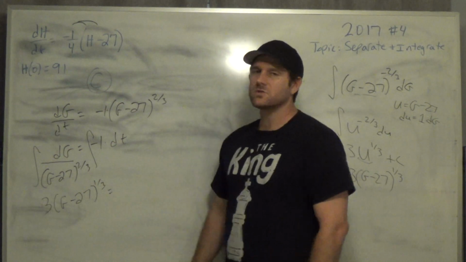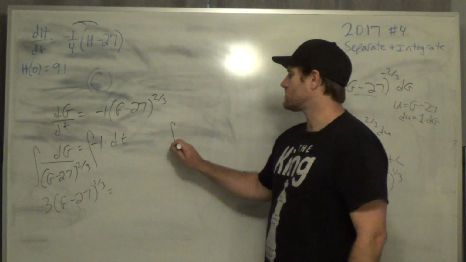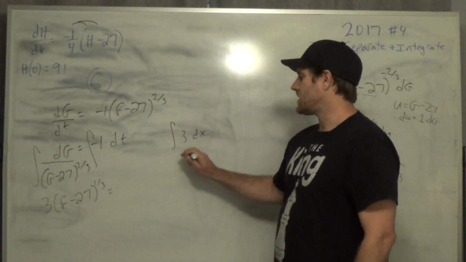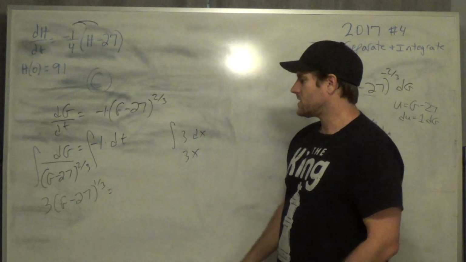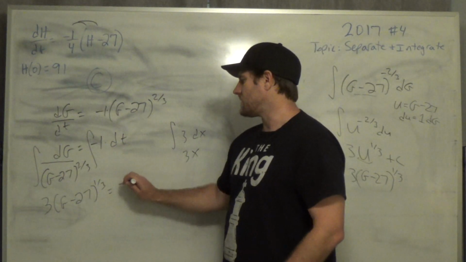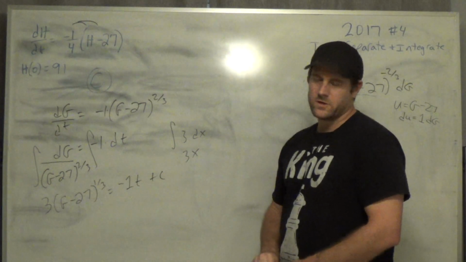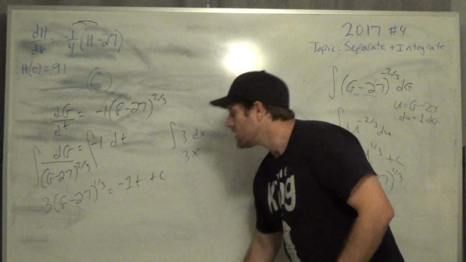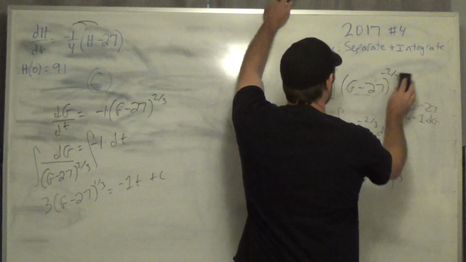And now let's go to the other side. The antiderivative of, well, if it was 3 dx, the antiderivative of 3 dx would simply be 3x. So the antiderivative of negative 1 dt is simply negative 1t. Obviously, you don't have to put the 1 there. You can just put negative t. Okay, so that's what we get when we separate and integrate.